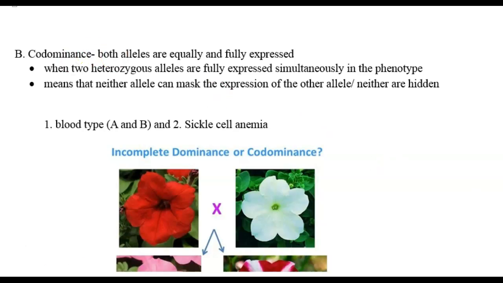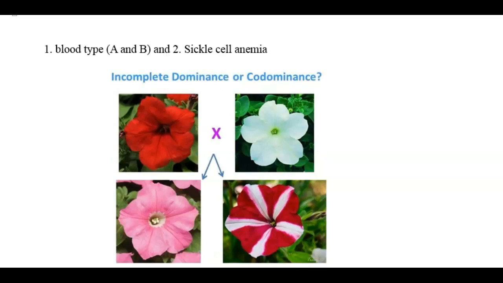So both the heterozygous alleles are going to be fully expressed simultaneously in the phenotype. And both of them are going to be equally expressed. Alright, so it's not like the incomplete dominant, where there's a mixing in the heterozygote. So look at these examples. The examples we're going to be talking about later on is blood type A and B and sickle cell anemia. So keep those in mind. So blood type, just the A and B, they are codominant, and sickle cell anemia.